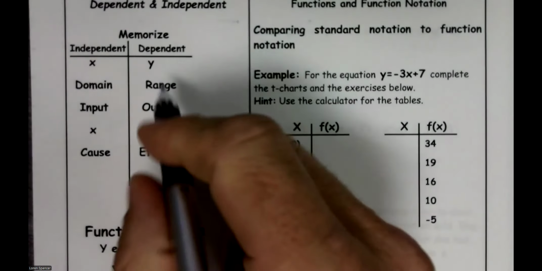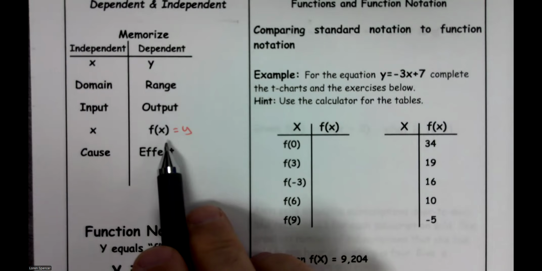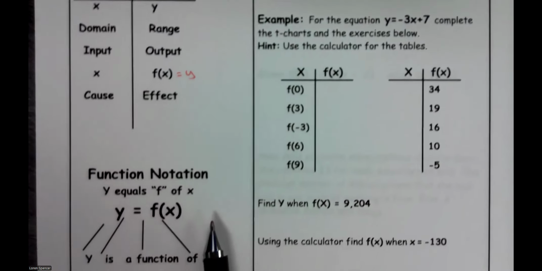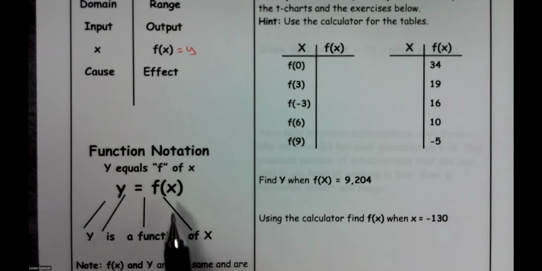Please remember, f of x just means y. So anytime you see f of x, it just means y. All right? And that's what it says here, y equals f of x. So y is a function of x. The y is equal, f is function, and there's the x.